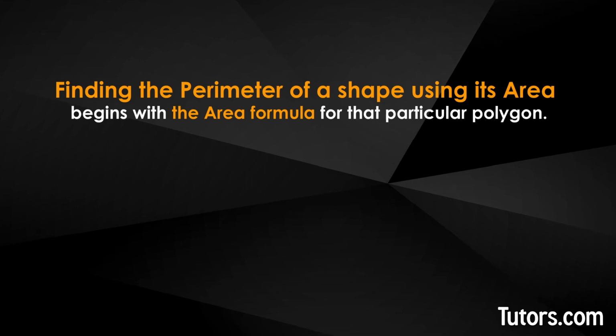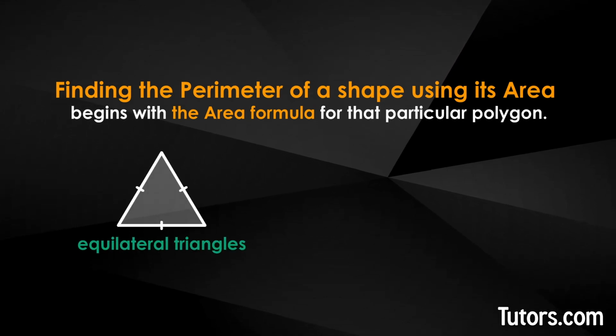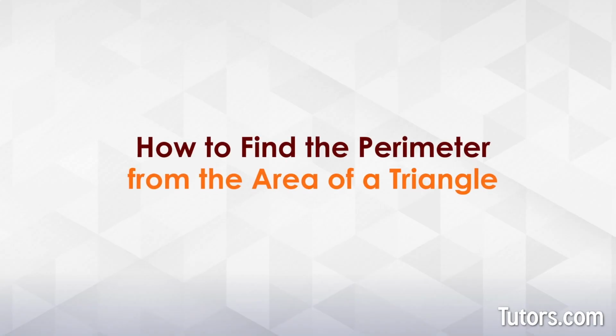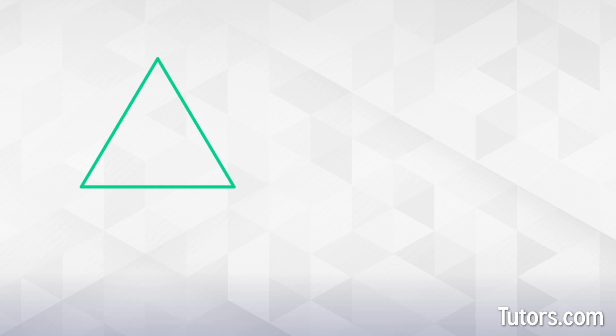This can be done for a few different shapes, including equilateral triangles, squares, and circles. How to find the perimeter from the area of a triangle. The simplest two-dimensional shape is the triangle, and an equilateral triangle has three congruent sides. You can find the perimeter of an equilateral triangle if you know its area.